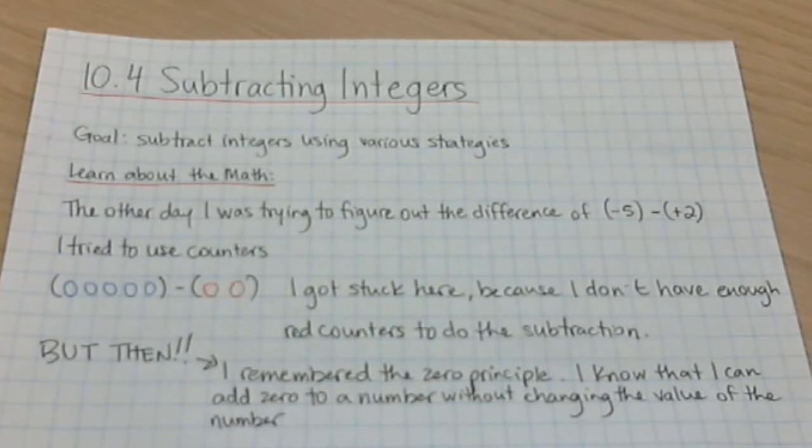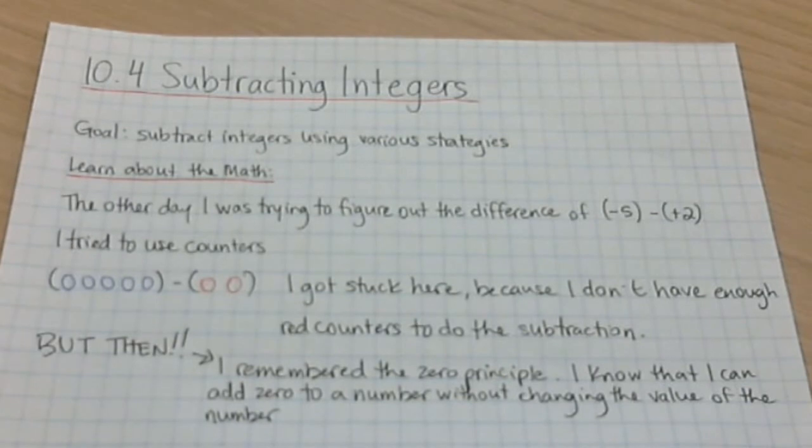But I kind of got stuck because I have 5 blues, but I'm told to take 2 reds away, and I don't have 2 reds on this side of the minus sign. So I'm wondering how I can do this subtraction. I got a little stuck on it, but then I remembered something called the zero principle from a few lessons ago. I know that I can add 0 to a number without changing the value of the number.